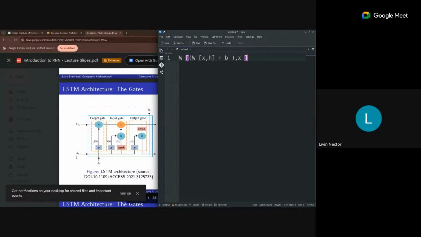But here, let's talk about the hidden state. This hidden state is not just WX plus B. It is also coming from the long-term memory, so this is adding to the long-term memory, and this output is coming from the short-term memory. Now when we apply this sigmoid activation function, we are actually multiplying this one with some value.